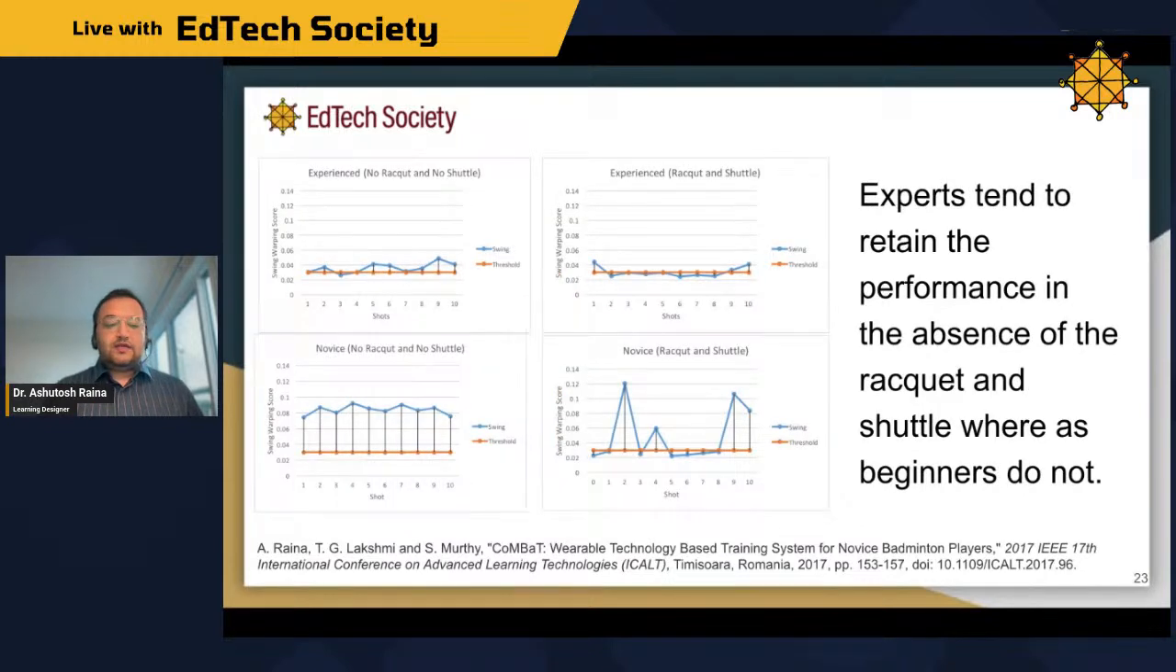What other interesting thing we saw was that the experts can maintain their performance even in the absence of the racket and the shuttle, which was not the case with the novices.